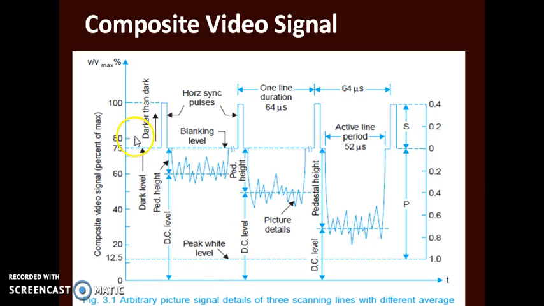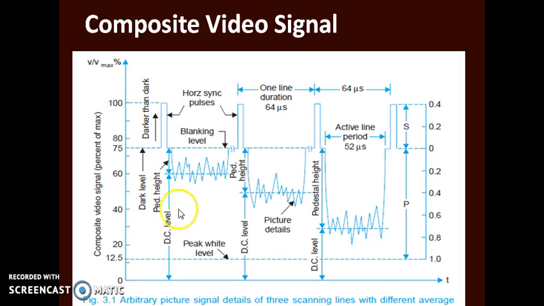Then obviously the black level. The black level for the composite video signal is set at 72% of maximum. So your picture information, or active line period information, will always lie between 12.5% and 72%. Within this range only you will have different shades of color. Then the blanking level is set at 75% of the maximum value. Above the blanking level is the darker than dark level, which is from 75 to 100%.